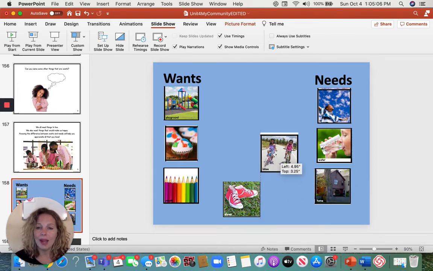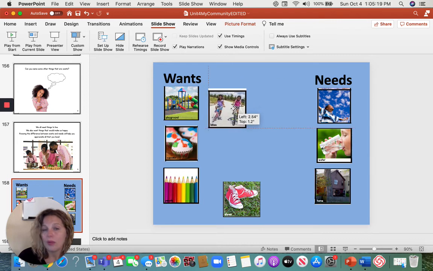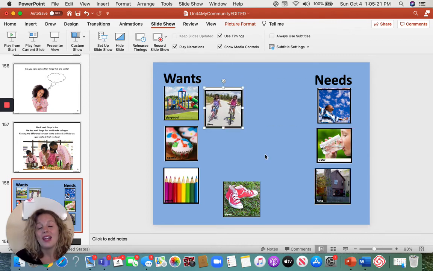What about a bike? Do you want or need a bike? Yeah, I think it's a want because we don't need it. And they do make our lives easier. Some people ride their bikes to work. Some people ride their bikes to the park. And it is something that makes our life easier, but we would be okay without it. So that's a want.